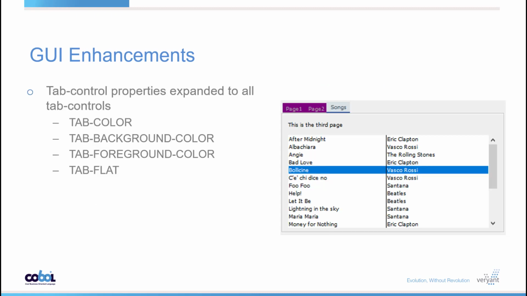Some of the properties that were supported only on accordion tab controls are now supported on all tab controls. This is a tab with tab flat style set. I've set the tab color for a magenta background and a white foreground. By the way, because the tab color wasn't already set in my program, I was able to change the tab color by adding the variable and value in my compiler properties file, not in the code itself. And here's the line that I used.